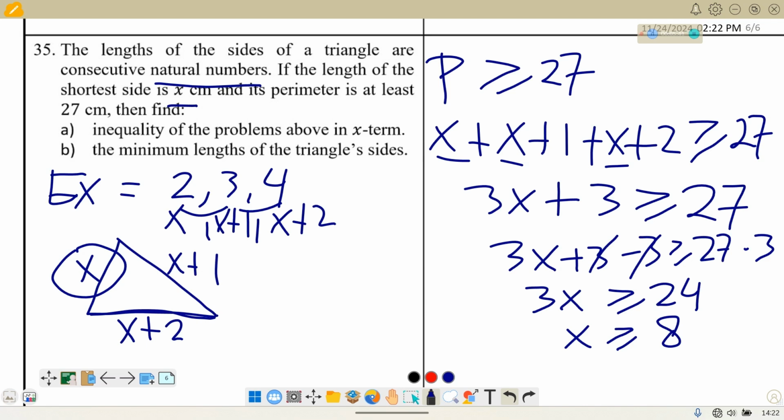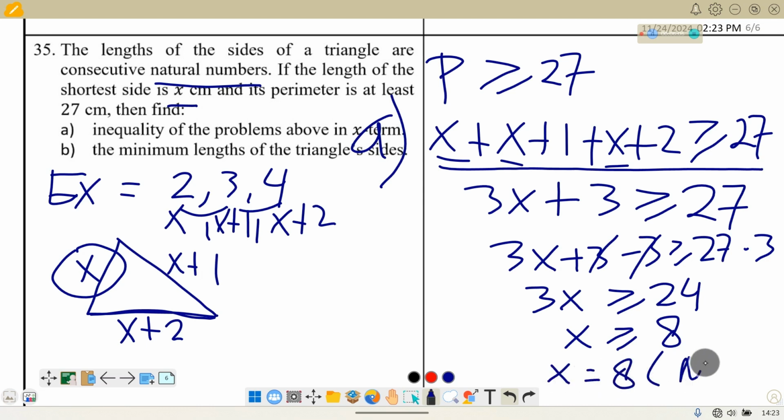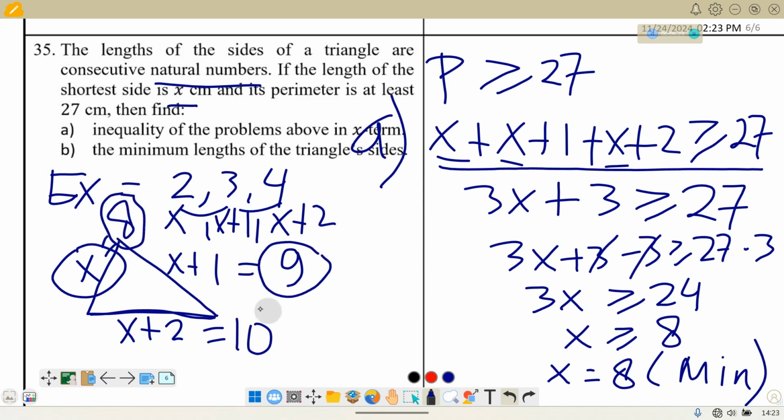Find the inequality of the problem above in x terms. So this is the answer for question A, only until right here. And then the minimum length of the triangle sides. Because x is bigger than or equal to 8, the minimum x equals 8. This is the minimum. So this is 8, this is 9, and this is 10. The minimum lengths of the triangle sides are 8, 9, and 10.